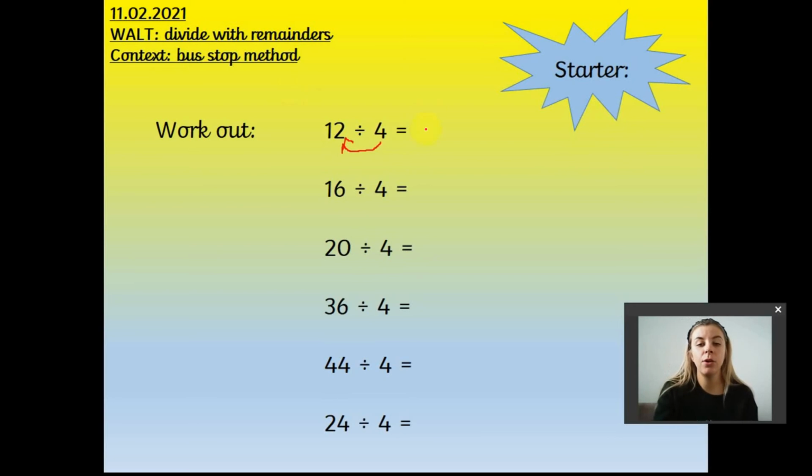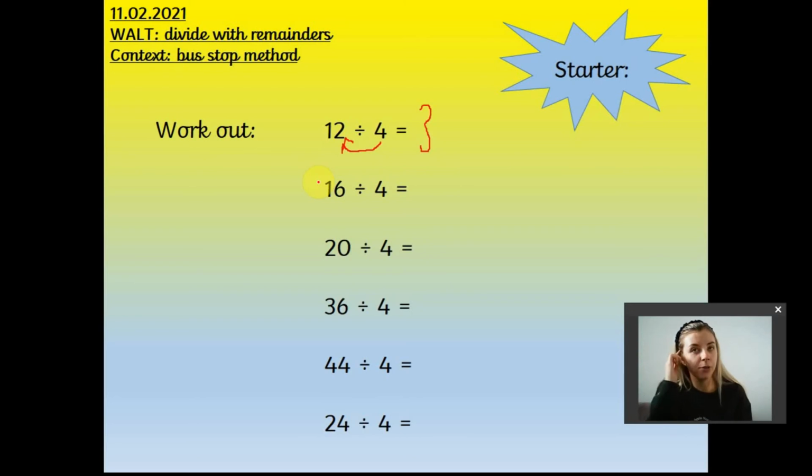So let's start with 12 divided by 4. When we're working out 12 divided by 4, we want to know if we had 12 things, we'd be sharing it between 4 people. So in order to do that, we can see how many times 4 goes into 12. If I do my 4 times table, 4, 8, 12. So 12 divided by 4 is 3. If I had 12 chocolate bars and I was sharing them between 4 of you, you'd all get 3 chocolate bars each.